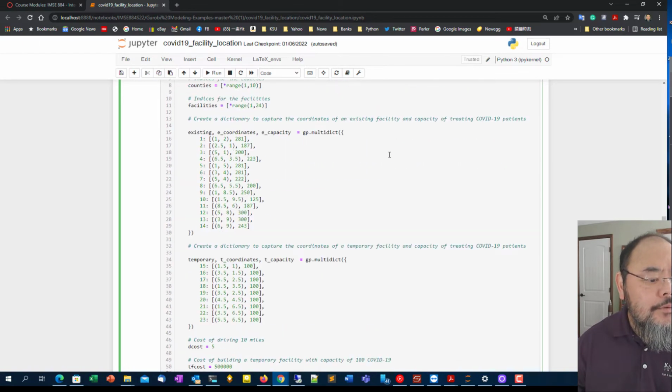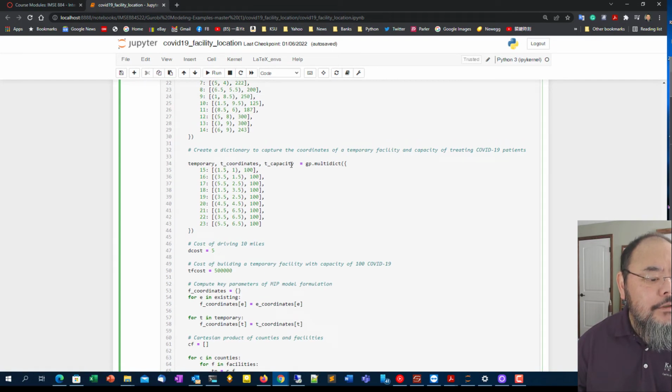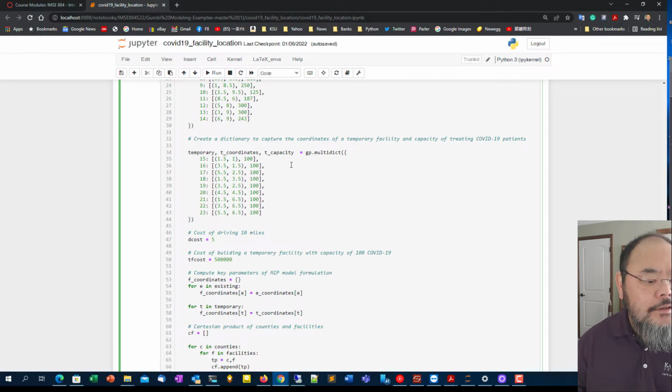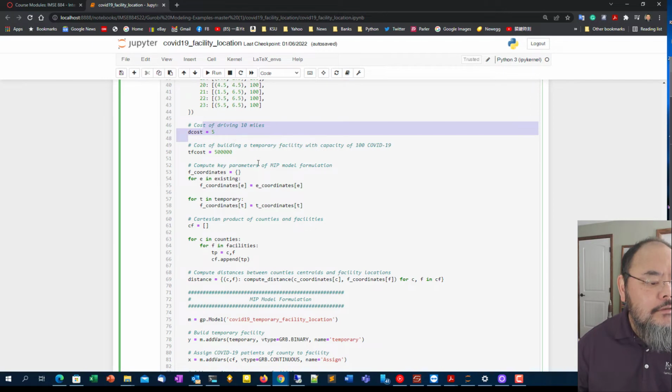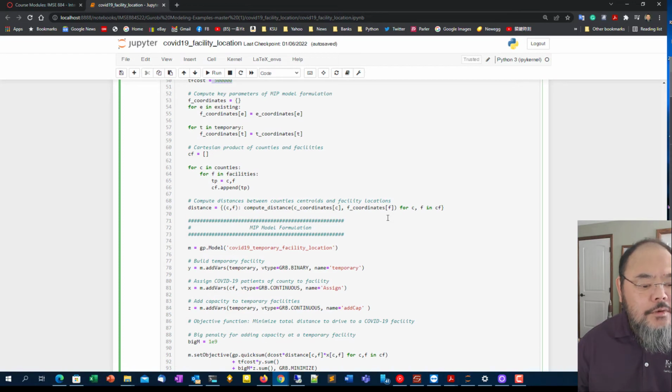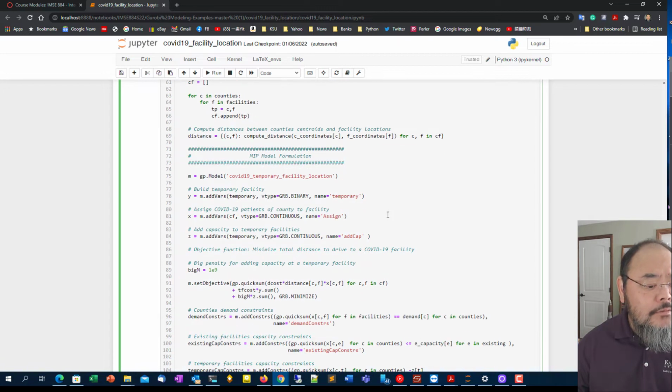Once we've done this preparation work, it gives the input data for the coordinates and capacity of either the existing facility or the temporary facility, the travel cost per 10 miles, and the setup cost for a temporary facility. We're ready to set up the Gurobi model. First, we create a model from Gurobi Py and call it COVID temporary facility location, using the abbreviation M as a handle.